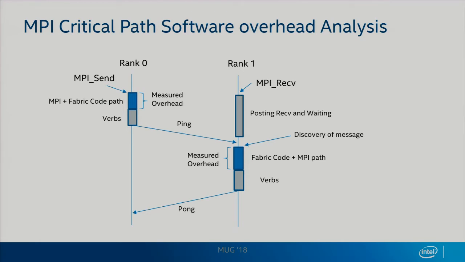So let's ignore the Verbs path. Let's just look at what is the MPI and fabric path. So for MVAPICH, it will be the full MVAPICH path, where you go from MPI to basically the Verbs. And for say MPI over libfabric, it will be MPI plus libfabric and then onto verbs.